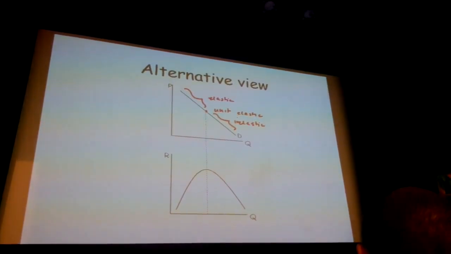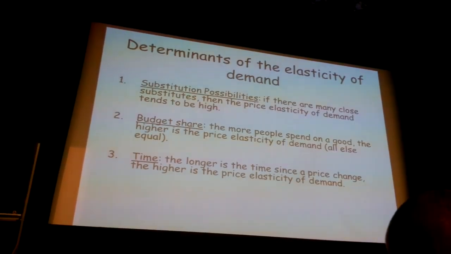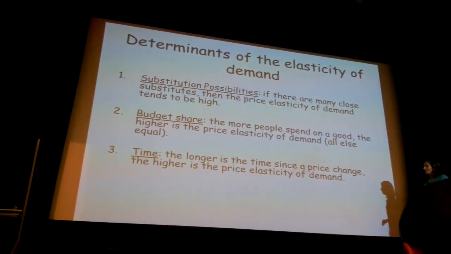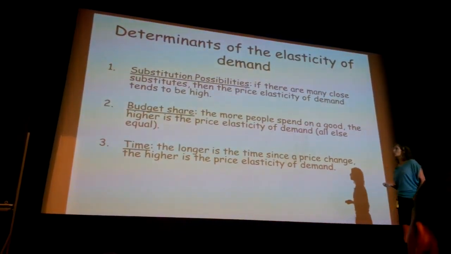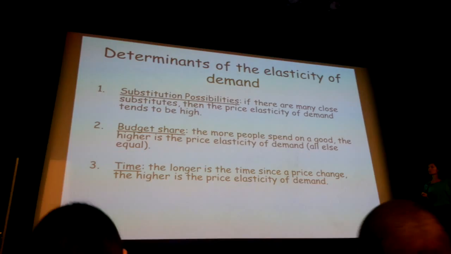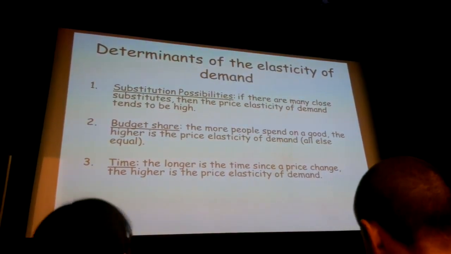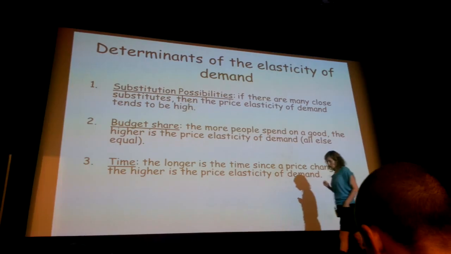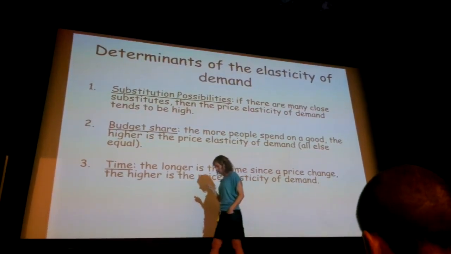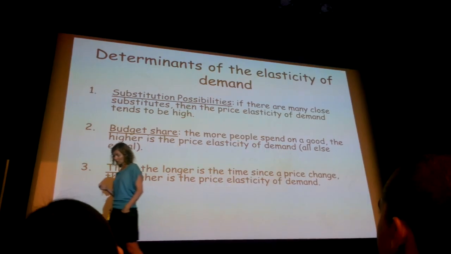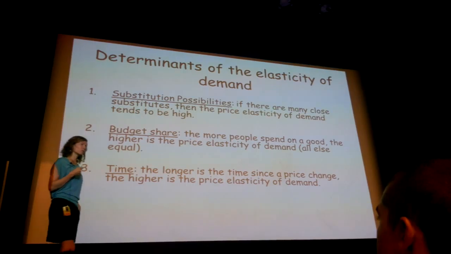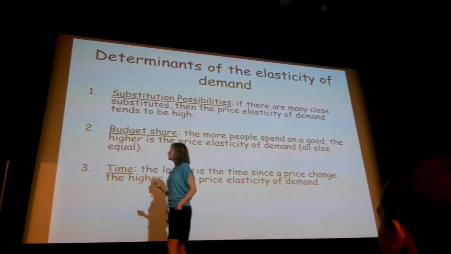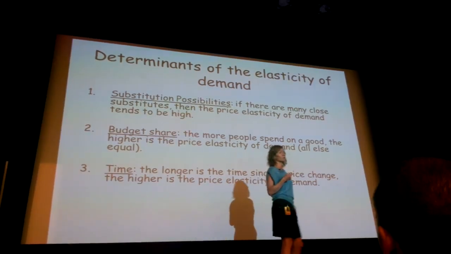Okay, so let's talk about the determinants of the elasticity of demand. One of the more important determinants of the elasticity of demand is the substitution possibilities. So if there are many close substitutes for a good, then the price elasticity of demand tends to be relatively high. At the beginning of talking about elasticity, I was talking about bananas, and I gave them as an example of a good that is likely to have an elastic demand. The reason why I think that is probably the case is because there are lots and lots of substitutes for bananas. There are apples, oranges, pineapples, grapefruits, all kinds of other fruit that people can have besides bananas.